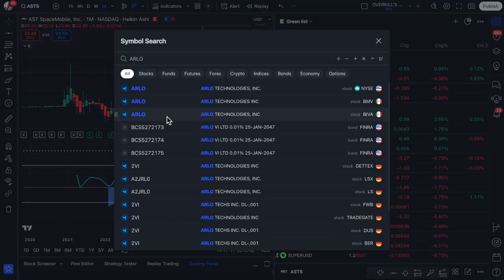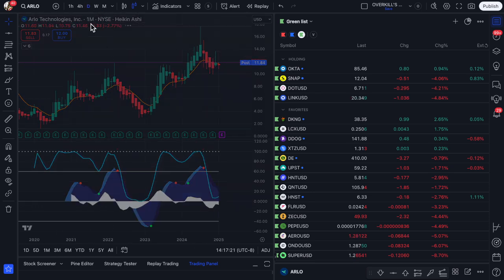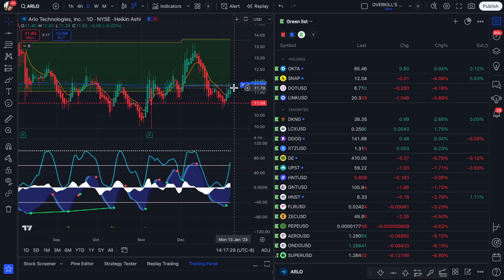ARLO, Arlo Technologies. Monthly chart is red. We're trying to break up here. I would go ahead and set a stop loss on this one at 11.50. If you want to be less conservative, put it right there at 11. Once you get the green dot there on Monday, that's your stop loss right there at $11.